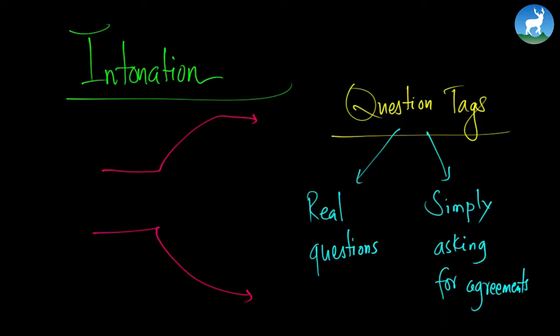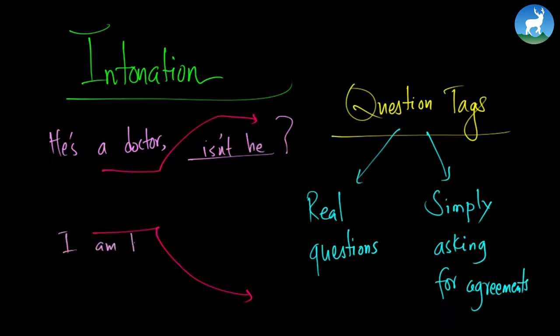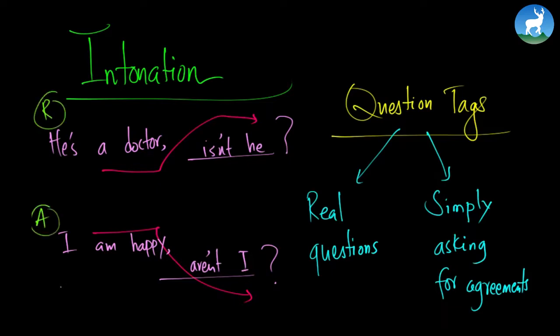Let's write a couple of examples. He's a doctor. So what is the question tag? Isn't he? I am happy. Aren't I? So the first question is a real question. The second is a question simply asking for agreement. In the first case, he's a doctor. Now we need information. So the tone rises.